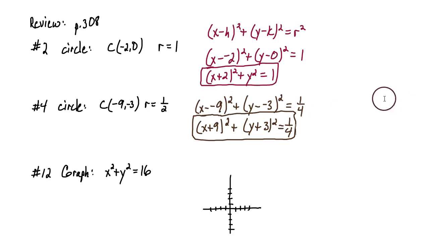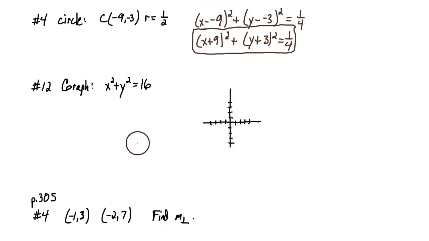For number 12, we're asked to graph this. This is going to be a circle. It's not a parabola because both of the letters are squared. This has the general form, where the center is at 0, 0, and the radius is the square root of 16, which is 4. So from the center, go out 4 in all directions. And then carefully draw in a circle with your pencil that looks nice and round.